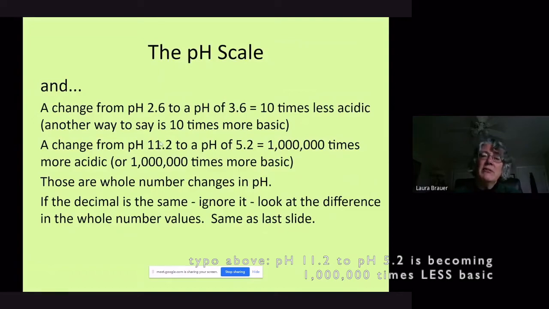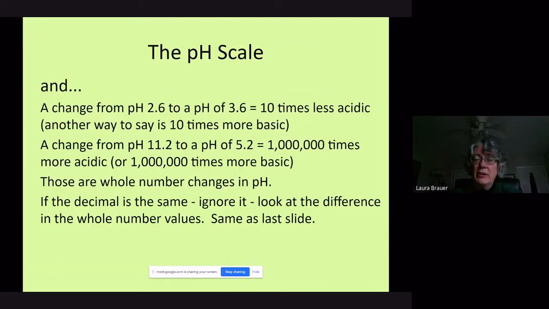If I'm going from 11.2 to a 5.2, it's the same thing that I did on the last slide as far as 11 to a 5. So again, I'd forget about the decimal. I'd go 5, 6, 7, 8, 9, 10, 11. 6 times differences, that's going to be 6 zeros in my answer. I already know how much more acidic or basic one is compared to the other. So we'll expect you to do whole number values and those values that have decimals of the same value.